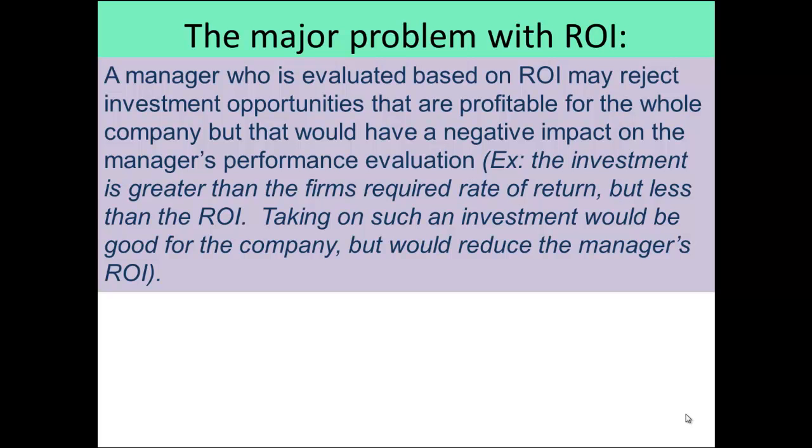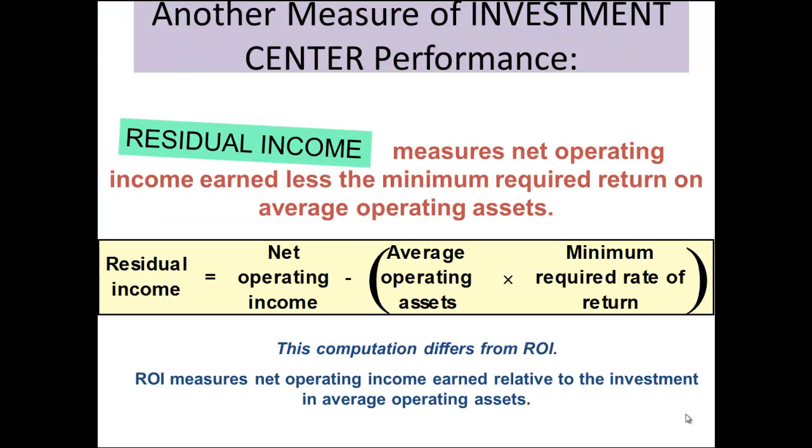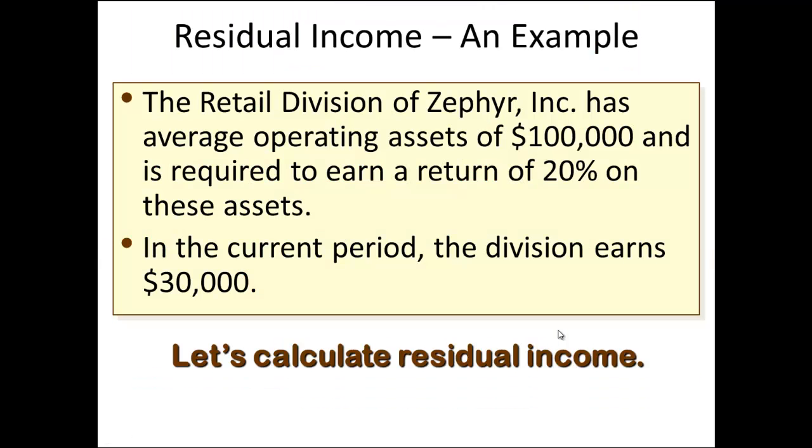That's another way to measure the performance of a financial type of investment center. Let's take a look. So residual income is equal to net operating income minus the average operating assets times the minimum required rate of return. So this computation differs from return on investment. Let's take a look here.